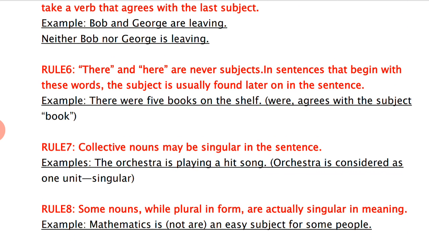Rule number 6. There and here are never subjects in sentences that begin with these words. The subject is usually found later in the sentences. Okay, let's read the next example. There were 5 books on the shelf. Okay, so there is not a subject here. What becomes the subject? 5 books, right? There were 5 books on the shelf. It will be wrong to say there was 5 books on the shelf or there is 5 books on the shelf.